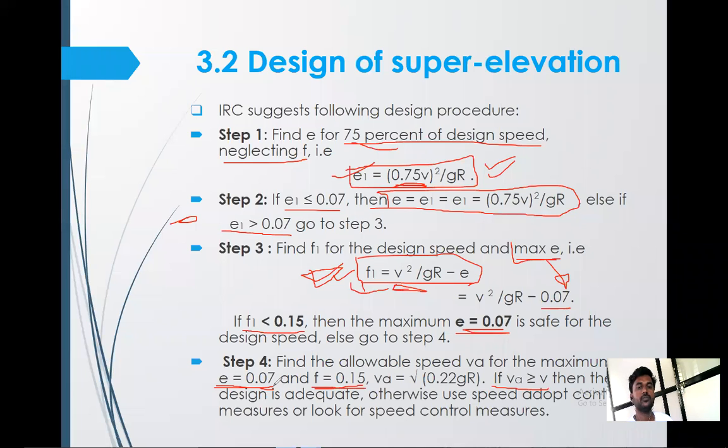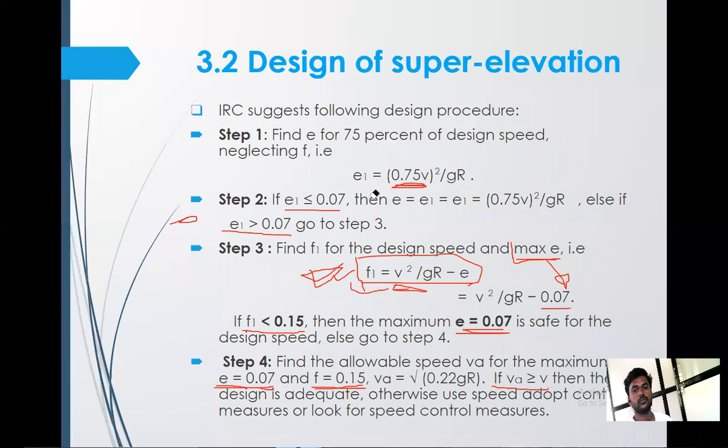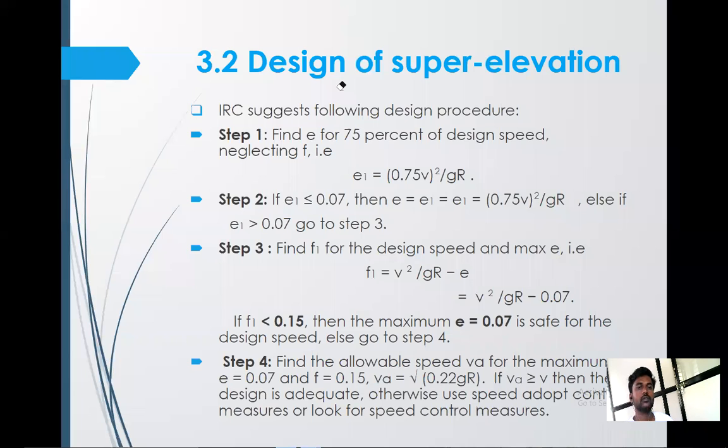Design steps for super elevation. Write down these design steps. These are the design steps whenever we are designing the super elevation on the road. These are very important steps. Write down every one. And while writing, underline these words. I will also underline.